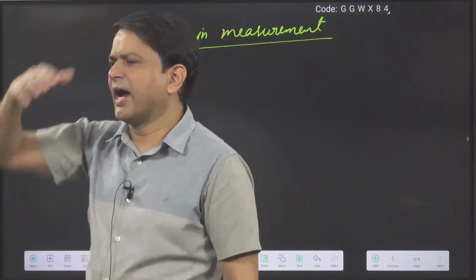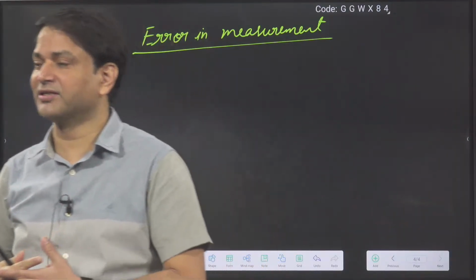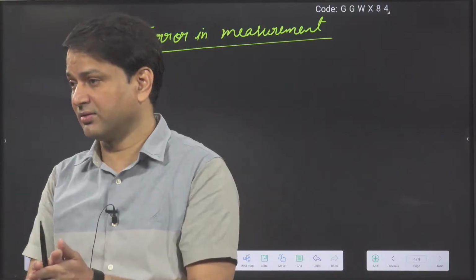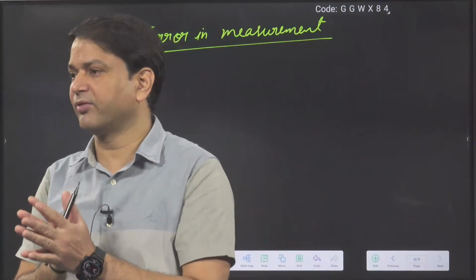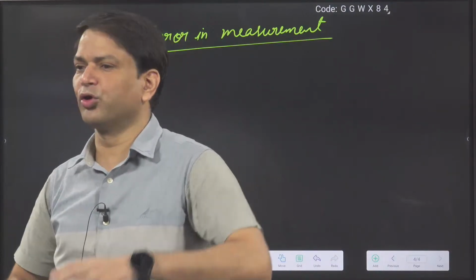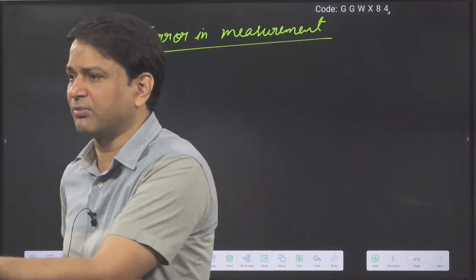Okay, and why are we not that perfect in the measurement, why are we learning the error, why is there a need to discuss the error? The reason is, there is an importance of the error. If you know the error, you know how much maximum error you can make in any quantity.